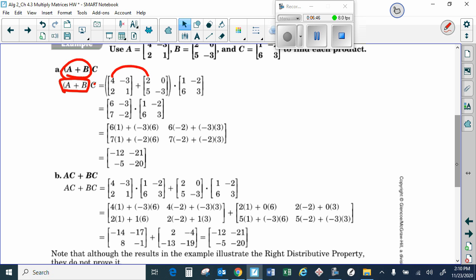When you add them, remember you just add the same spots. 4 plus 2 is 6. Negative 3 plus 0 is negative 3. 2 plus 5 is 7. And 1 plus negative 3 is negative 2. So there's my A plus B right there.